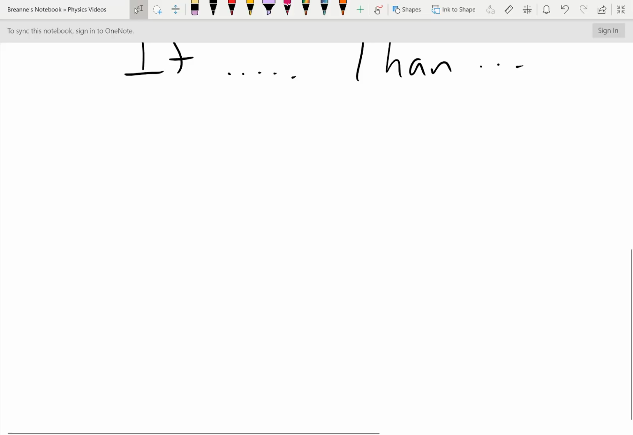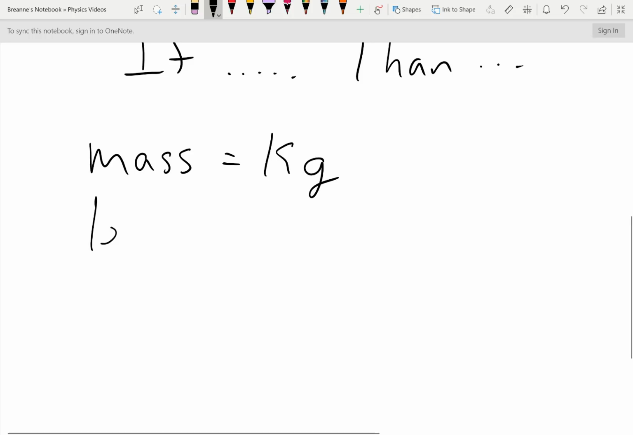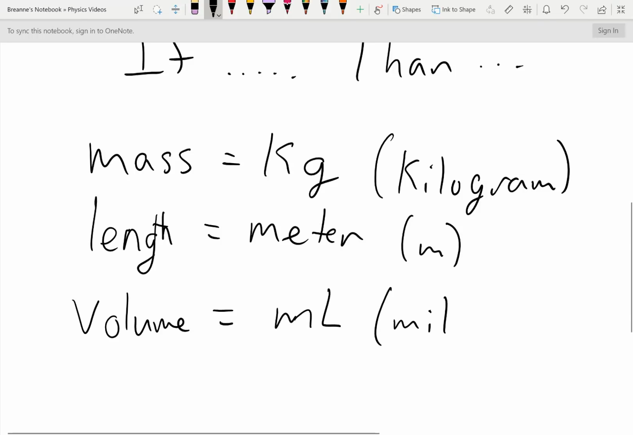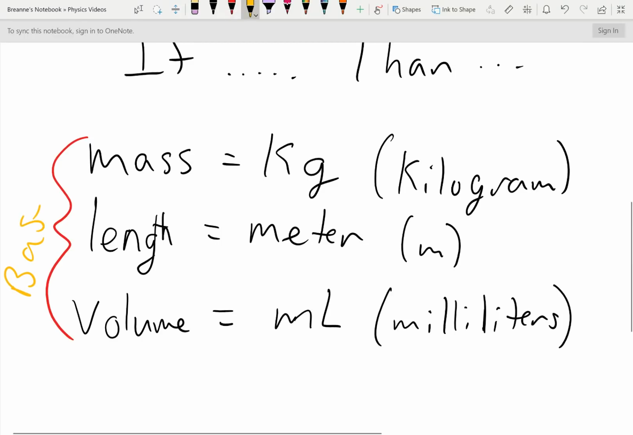The next question is, what metric base unit would you use for mass? For mass, you would use kilograms. Length is meters. And volume is milliliters. So you have kilograms, meters, and milliliters. So those are your base units. When you're trying to do metric conversions, these are all your base units.